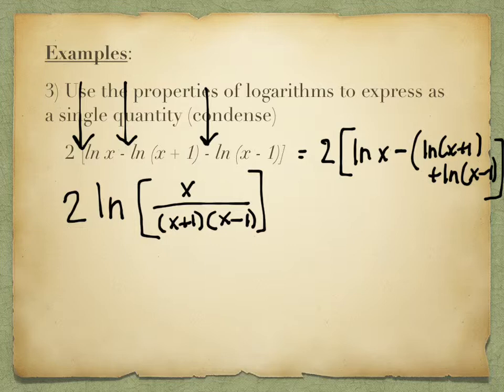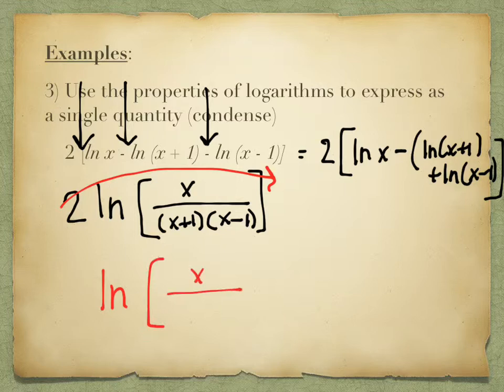All right, so Kirsten wanted me to deal with that 2 first, and I actually wanted to wait because now I can do what? Yeah, I can actually just make that a squared on the whole thing, and then I don't even have to distribute that through. It's acceptable to leave that as is. So I could write this as 2 natural log, I'm sorry, I said that wrong, natural log of x over x plus 1 times x minus 1, quantity squared.